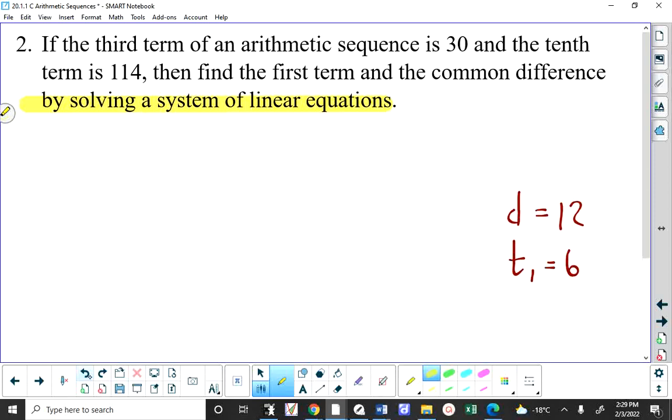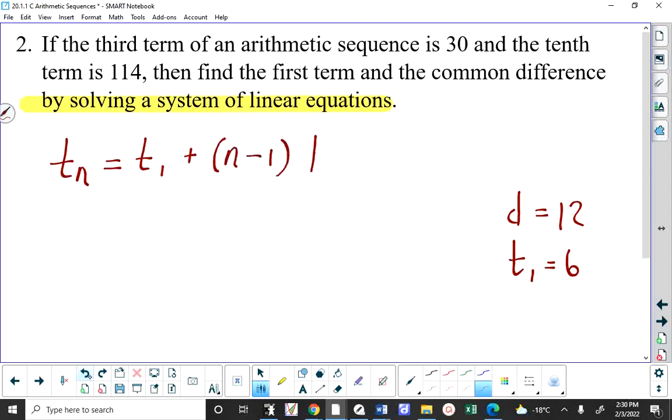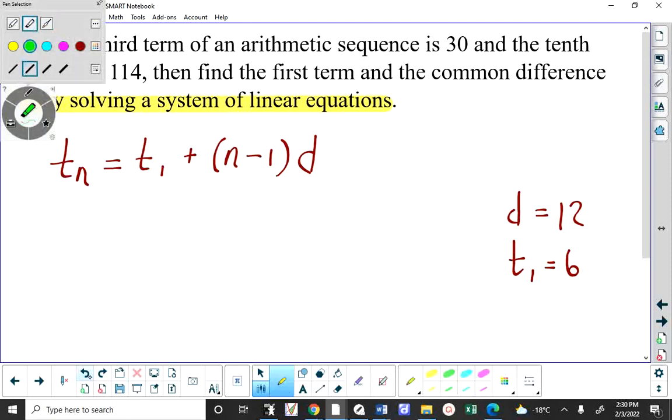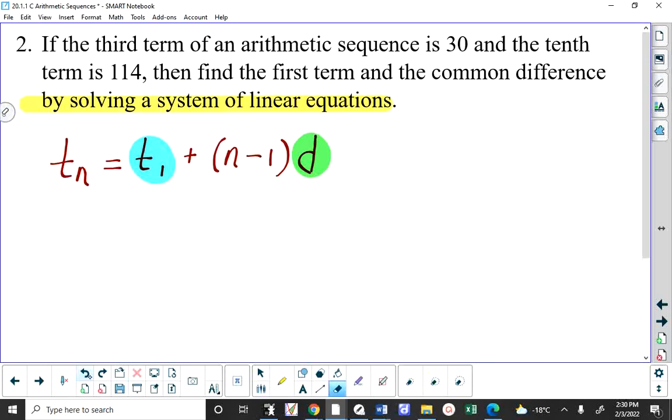So let me write out the general term formula. Tn equals T1 plus n minus 1 times d. And I want you to note that in order for us to crack this problem wide open, you need to know this, and you need to know that. Now, we know them because we figured it out in a simpler way. But let's pretend we don't know them. This is what the problem is. So we have those two unknowns we have to find.